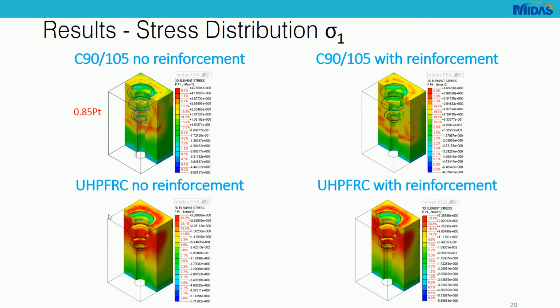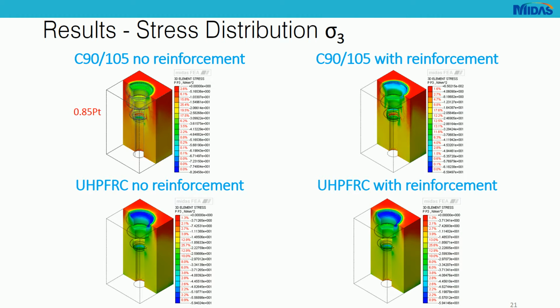When we consider the ultra high performance fibre-reinforced concrete model, we can see that there is not much difference between the two solutions, having or not having reinforcement. The stress levels are fairly similar, and we can see the distribution is very similar as well. So the concrete works well even without the aid from the reinforcement.